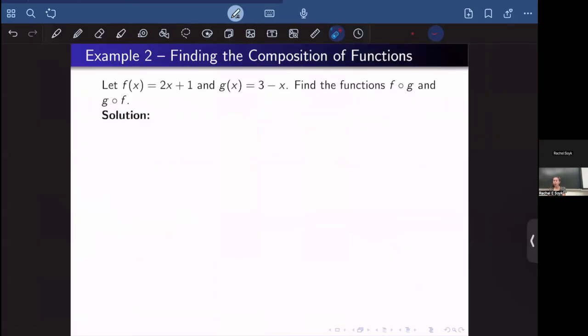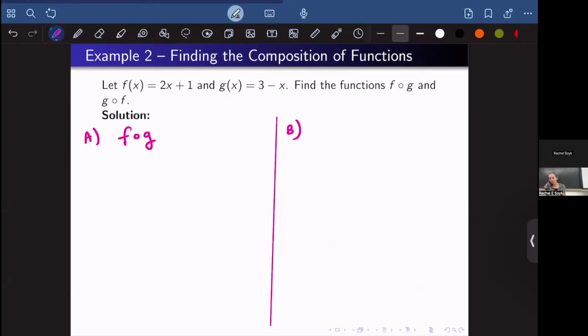Okay. So let's look at example 2. We're given both f and g, and we're just asked to compose f of g and then do the reverse, compose g of f. So we have two different problems here. I'll break this up into a part A and a part B. So part A, we're finding f of g.